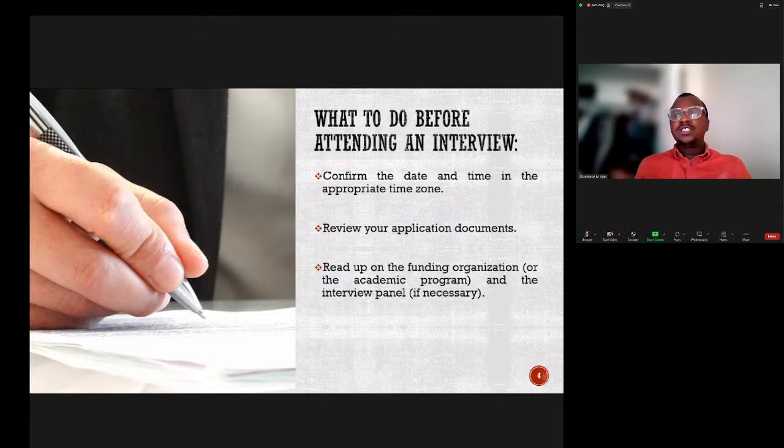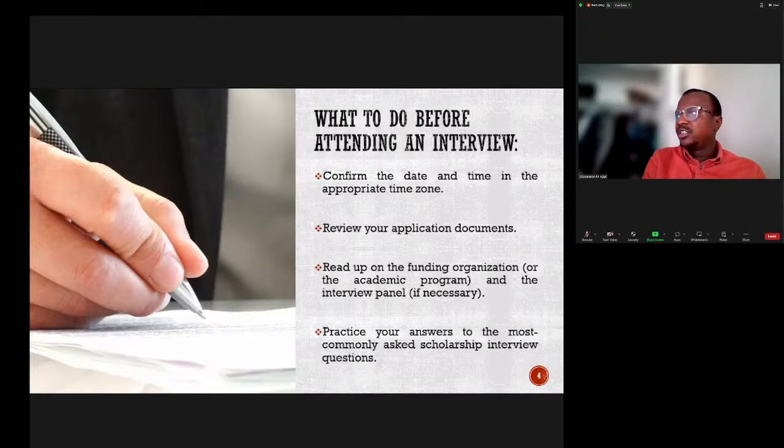Because most times what they do is that they will bring people whose research interests align with what you wrote in your personal statement. So those are the likely people you might work with when you start your grad school education.